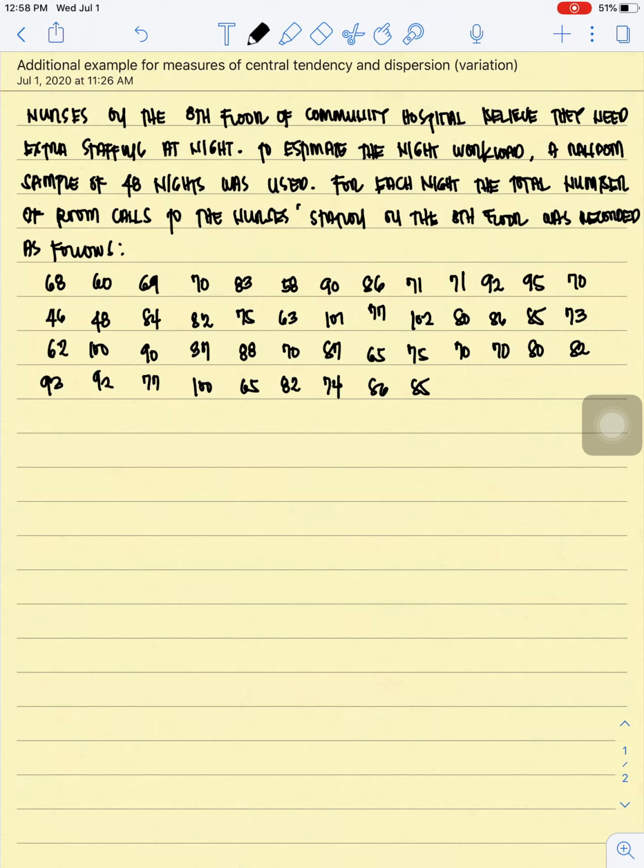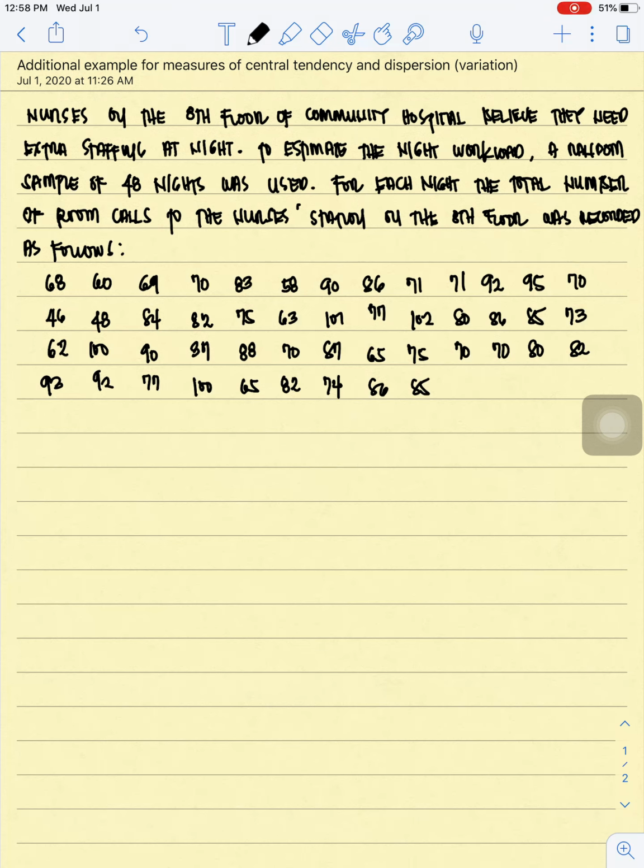Good morning. I have here an additional example for measures of central tendency and dispersion. For our problem, nurses on the 8th floor of community hospital believe they need extra staffing at night. To estimate the night workload, a random sample of 48 nights was used. For each night, the total number of room calls to the nurses station on the 8th floor was recorded as follows.